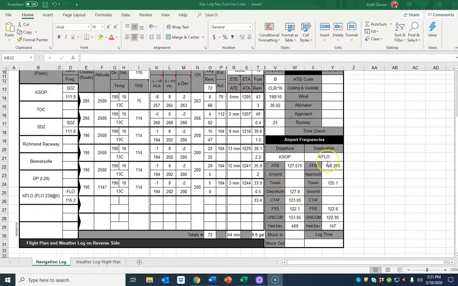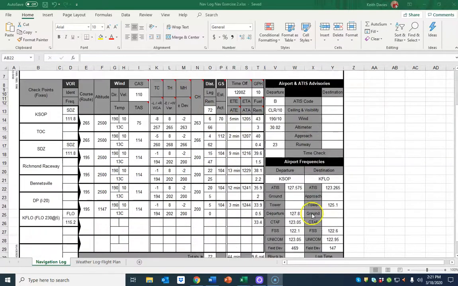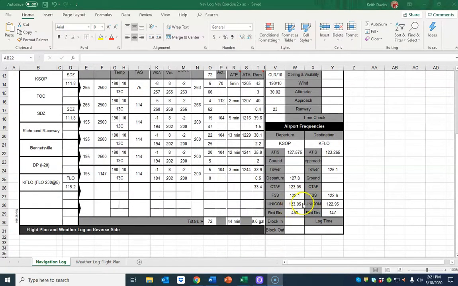So there's your ATIS. There's your SOP. It doesn't have a ground and tower because it's uncontrolled. Departure, if you want to go departure or have to, that's Fayetteville Approach 127.8. Really don't need to talk to them. CTAF in the pattern, there you go, 123. Flight service, Raleigh Flight Service, and I wrote that up here just to remind me, Raleigh Flight Service up there. And then Unicom is 123.05 in the pattern as well, field elevation 469.